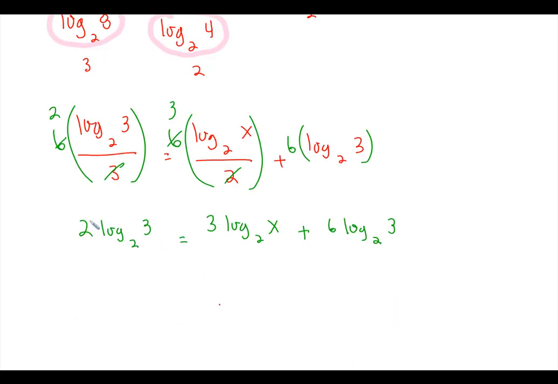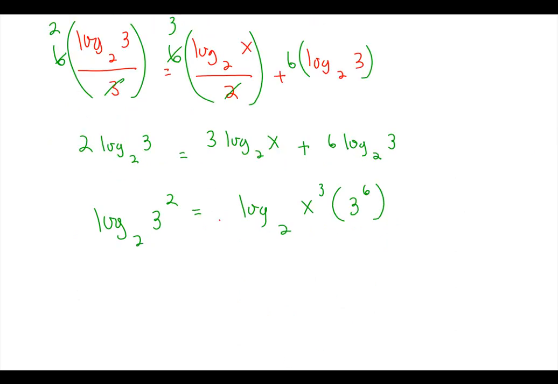Now let's condense the right side. So we're going to end up with log base 2 of x to the third times 3 to the 6th power, and on the left side, I'll move that 2 to the exponent spot, so I'll get log base 2 of 3 squared. And then now since we have log base 2 and log base 2, that means that we can equate these parts right here.